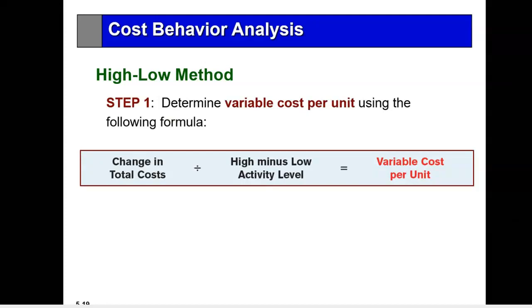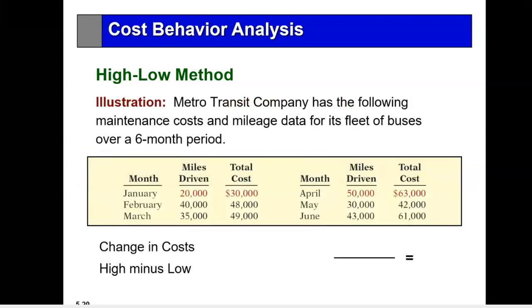the variable cost per unit is the change in total cost divided by the change in the activity. Metro Transit Company has the following maintenance costs and mileage data for a fleet of buses. There you see that as the activity doubles from 20 to 40, the total cost does not double. So it's a mixed cost. We take the high activity, April at 50,000, and the low activity, January, at 20,000.